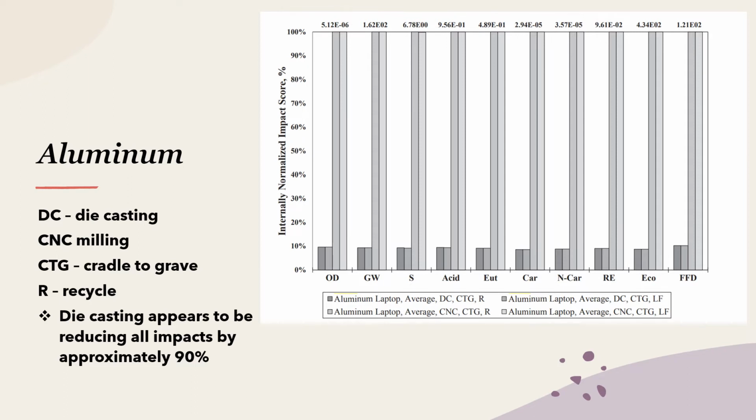So the die casting appears to be reducing all impacts by approximately 90%. Given this article, recycled metals are known to have reduced impacts compared to primary metals for impacts like energy use and water generation, and aluminum must be recycled to support this option. The scenario for the die-cast aluminum laptop enclosure with the EOL, which is end-of-life recycling, was selected for the final material analysis to be evaluated.